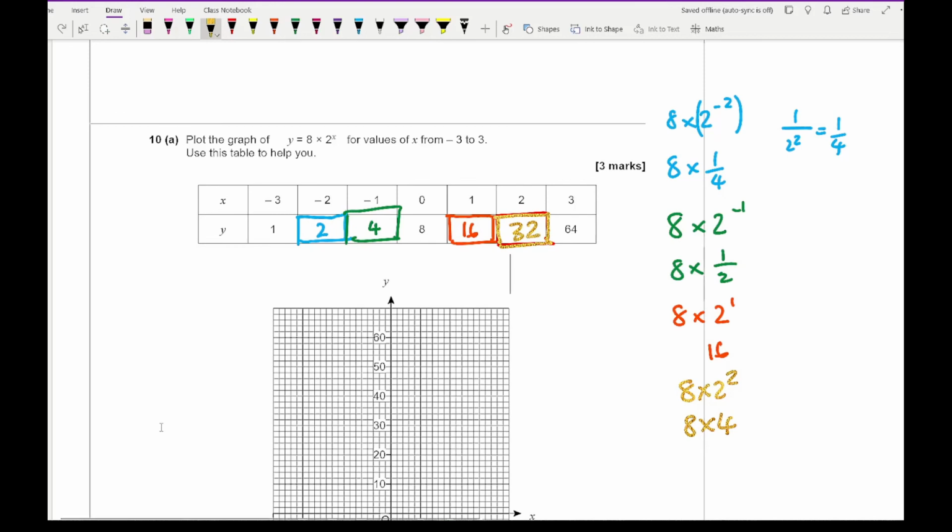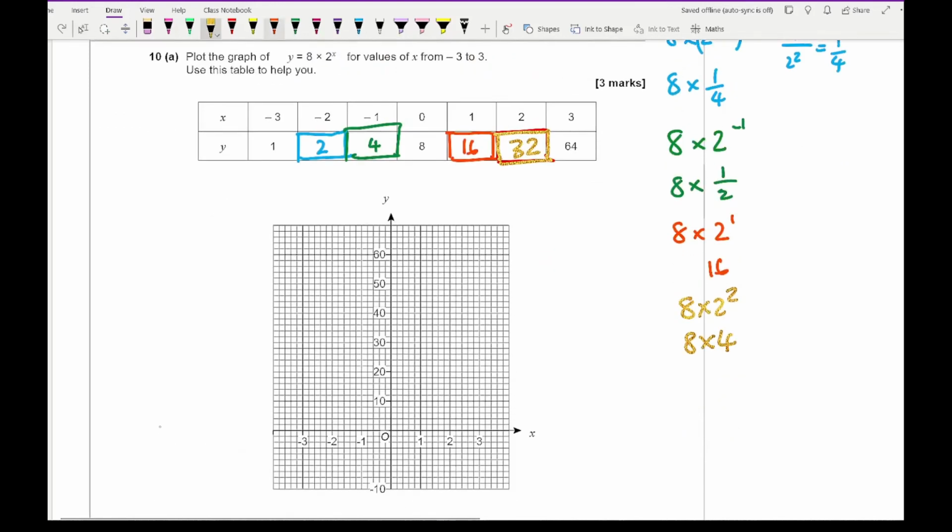Now the next thing we then need to do is plot those points. So again, I've got 1 at -3, so that's going to be a little bit difficult, but we're going to go for there. When x is -2, we've got 2, which is there. When x is -1, it's at 4. When x is 0, it's at 8. When x is 1, it's at 16. When x is 2, it's at 32. And when x is 3, it's at 64, which is there.